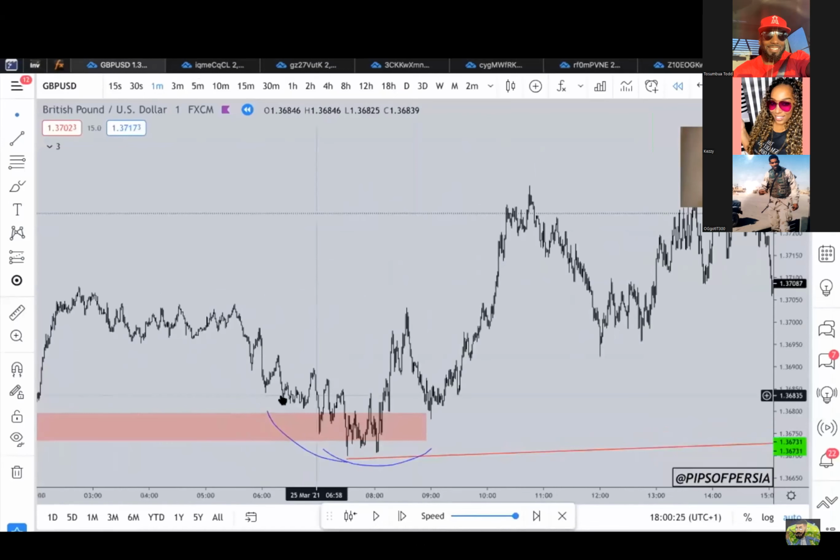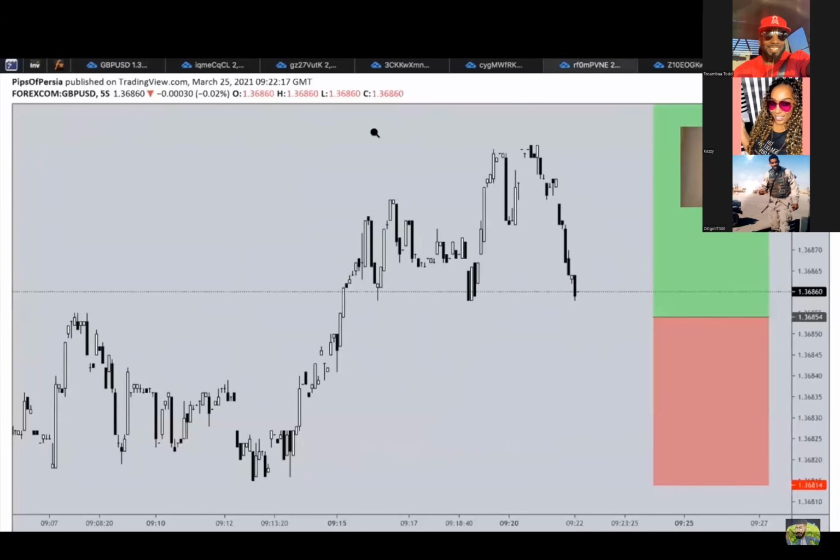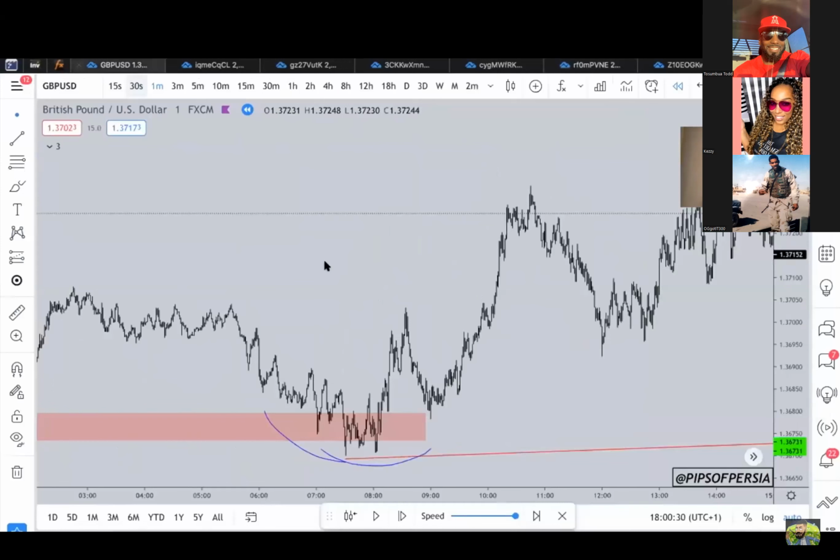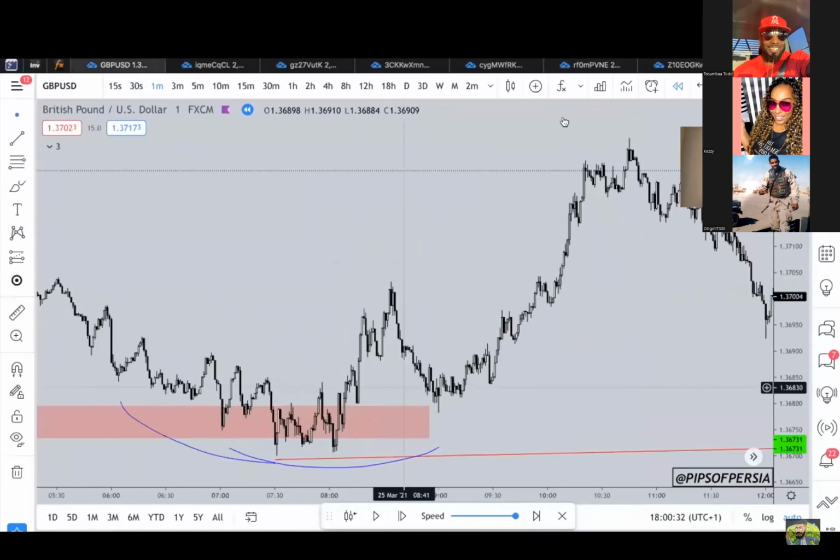So anyway, now that you know everything from here, coupled with this screenshot, you should be able to see exactly what I'm talking about. So we've had that, we've had the proof of demand, we've had the move to the upside.